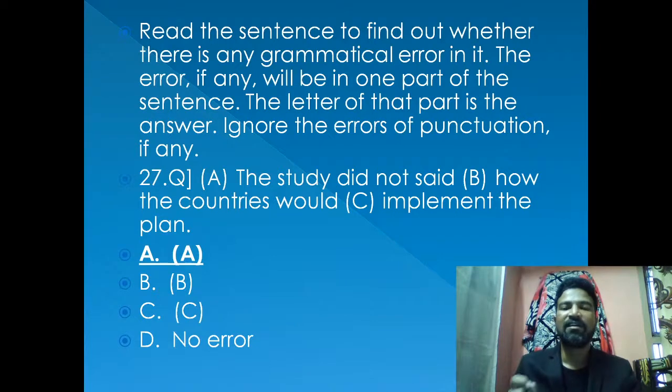We never say the study did not set. It should be that study did not say because did already indicates that it was past. After did, the main verb should always come in the first form of the verb. Therefore, it should be the study did not say how the countries would implement the plan. The error is in part A.